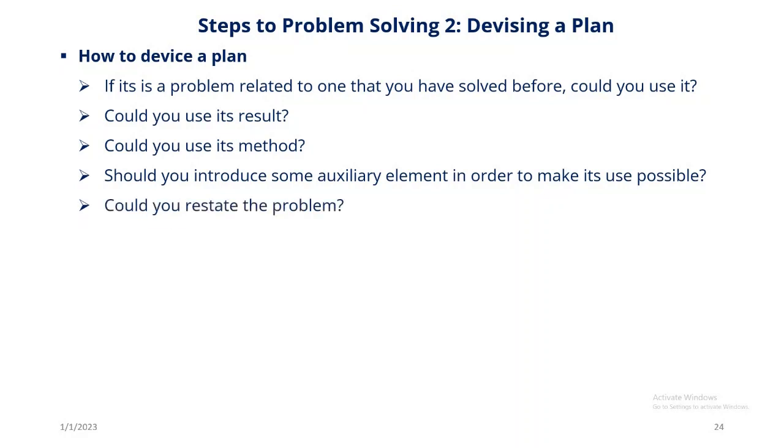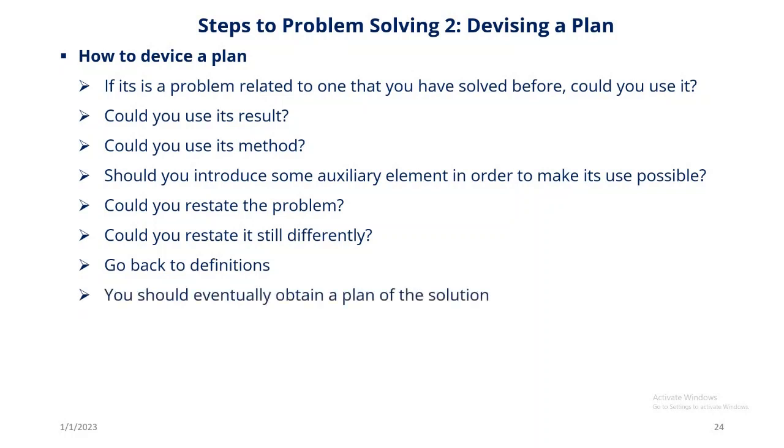Or can you just restate the problem all over again in a different way? Or you can go back to the definitions to review them if necessary. If you have done all these steps over and over, meticulously going through where you need to go through, you should eventually have obtained a plan of the solution.